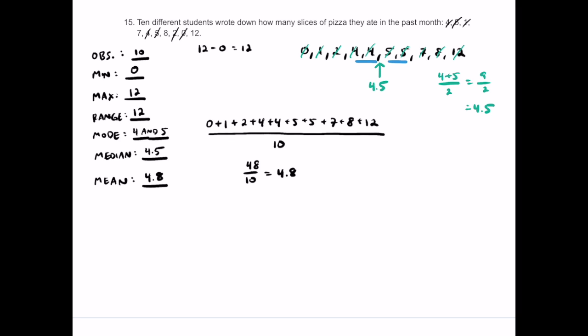And what are we going to do next? Well, we still have to find the MAD. So let's go ahead and give that a try. We'll go ahead with the observations first, I guess. Observations, we have, I'll go ahead and write them in order again. That's fine. 0, 1, 2, 4, 4, 5, 5, 7, 8, and 12. Okay.